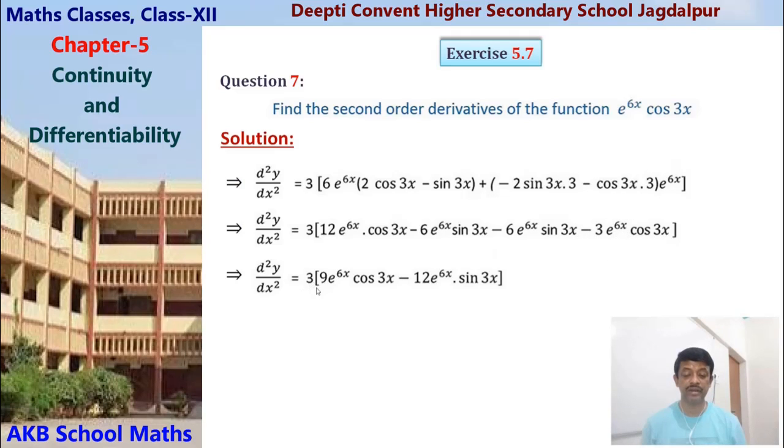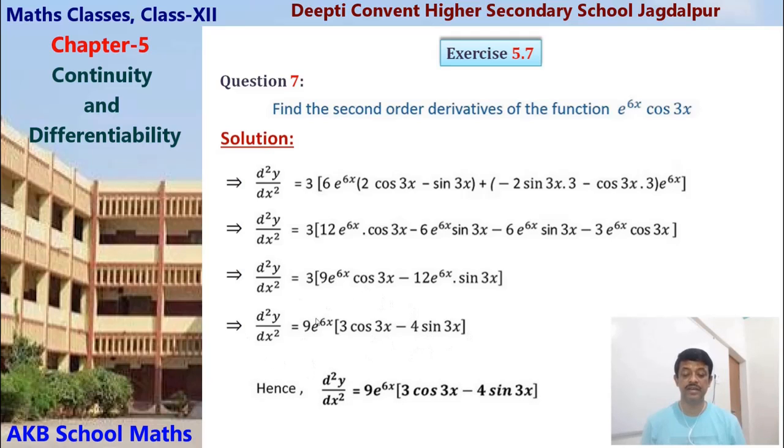So here we see that 12 minus 3 means 9 e to the power 6x cos 3x minus 12 e to the power 6x sin 3x. Now take 3 common from here, so 3 times 9 e to the power 6x, 3 cos 3x minus 4 sin 3x, and this is the final second-order derivative of the given function. Only by differentiating two times we get the second-order derivative like this. This is the solution of question 7 of exercise 5.7.